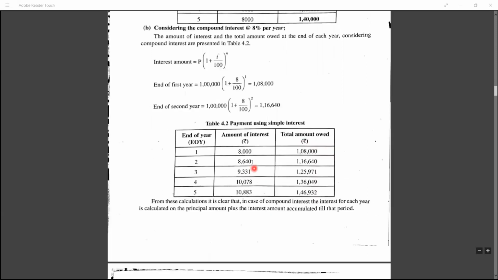So if you tabulate all the values similarly, 1 lakh into (1 plus 8 by 100) to the power 3, 1 lakh into (1 plus 8 by 100) to the power 4, 1 lakh into (1 plus 8 by 100) to the power 5. So if you add all these things here, you will get this value. Better to make a tabular column so that it may not confuse you. Or else for every year you need to write 1 lakh plus whatever amount you have got. So 1 lakh 8,000, 1 lakh 16,640, 1 lakh 25,971, 1 lakh 36,048, and 1 lakh 46,932. This is your compound interest. This is your principal interest.